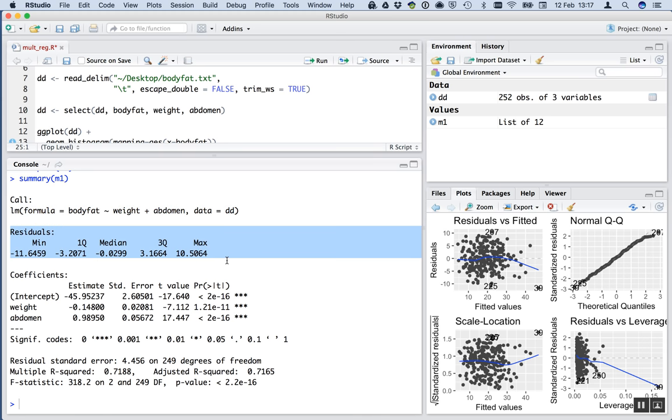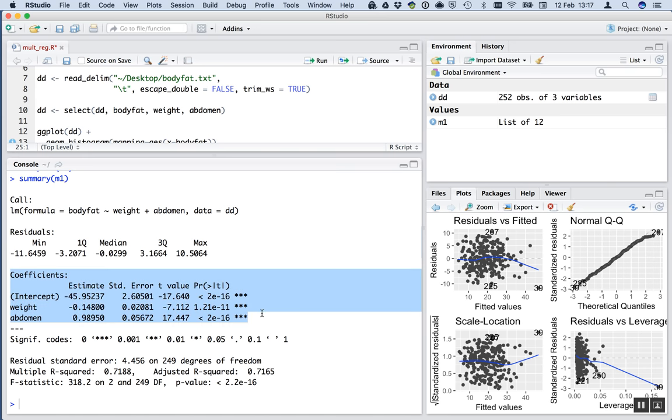This can be useful for checking assumptions. We've already checked the assumptions, so we can ignore this right now. Then we get the coefficients table. Here it is. Each row is one of the coefficients or parameters that's been estimated. So we get the intercept, the weight, that's the slope for the weight variable, and the slope for the abdomen variable.